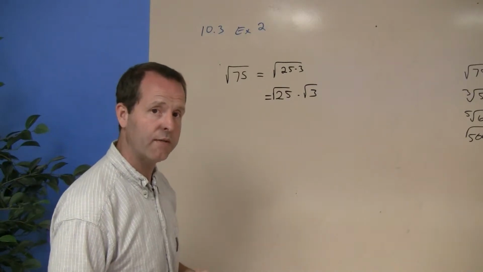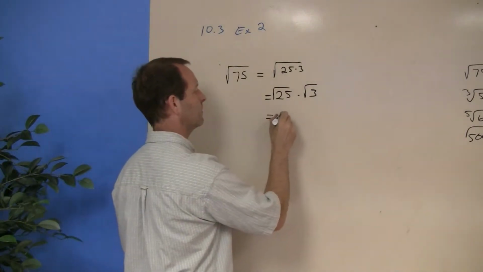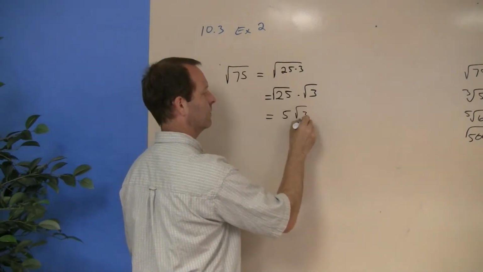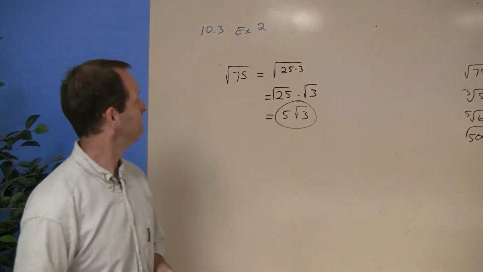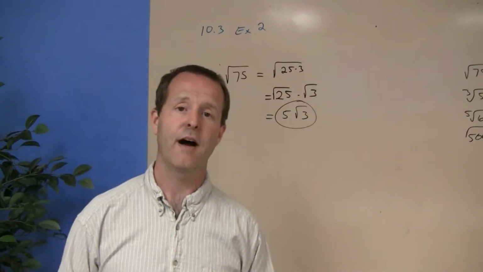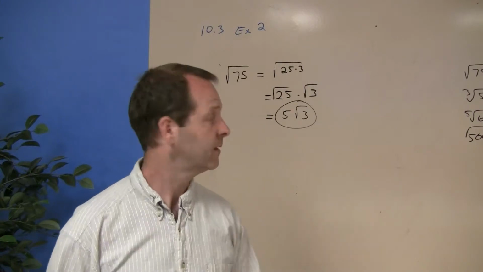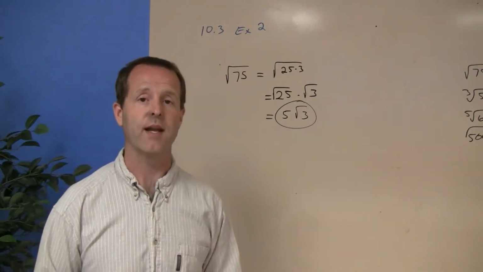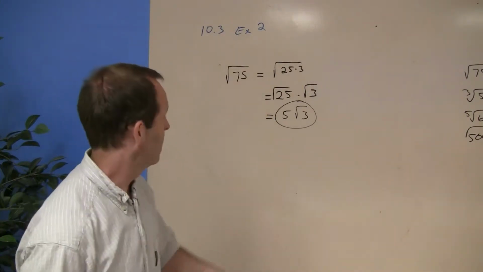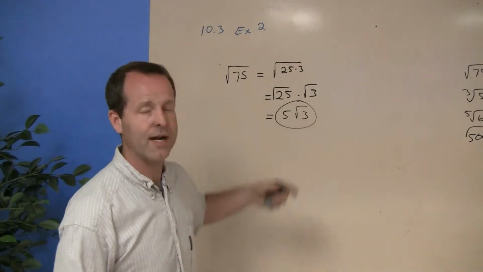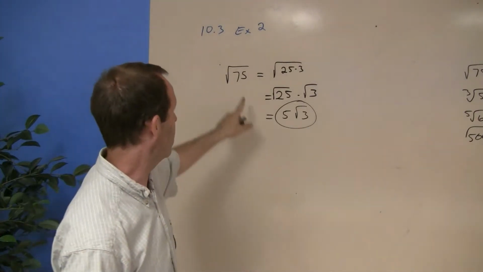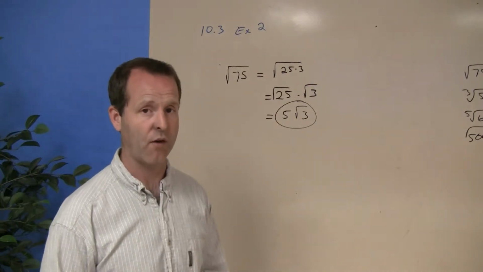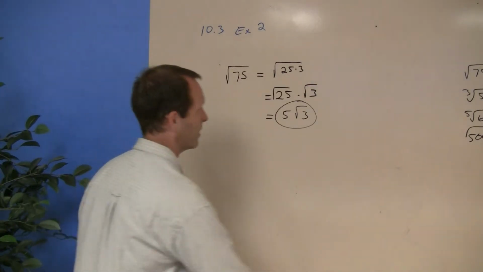Anybody know what the square root of 25 is? So there I go. The square root of 75 simplified is 5 root 3. And 5 root 3 is simplified. There's no way that I can break root 3 down any farther, but there was a way I could break 75 down any farther as a root form. Let's look at another example.